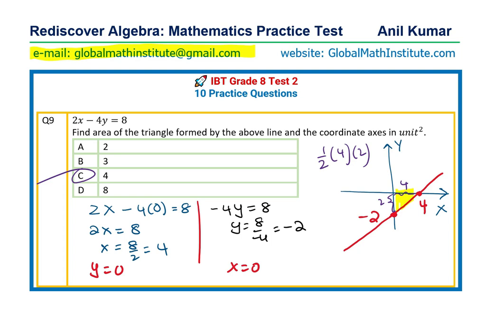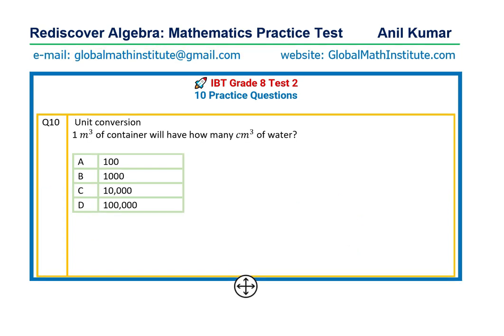One of the most difficult questions which you can get on this test paper. You have to go slightly ahead of where the other students are. Lines is a topic of grade 9, but you should know it in grade 8 to really get into IB programs. Great. The last question here is unit conversion.